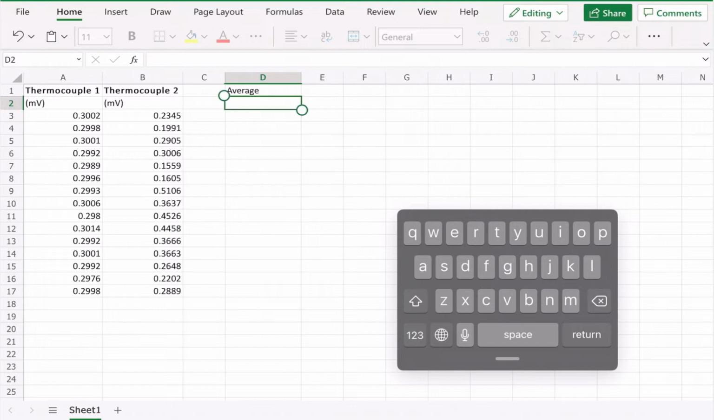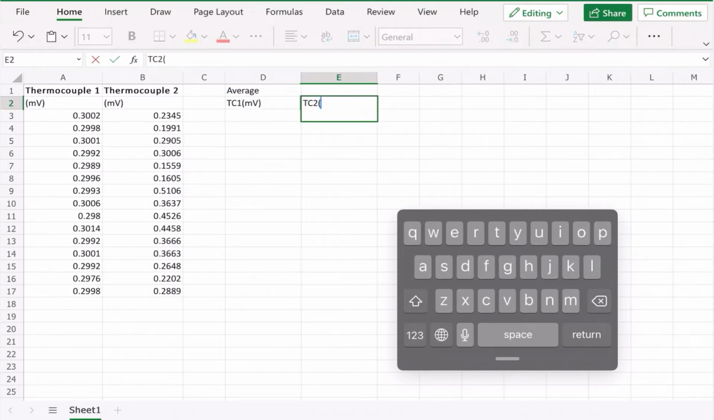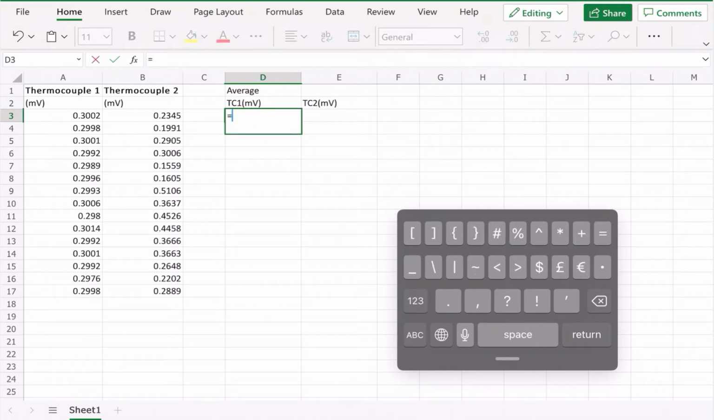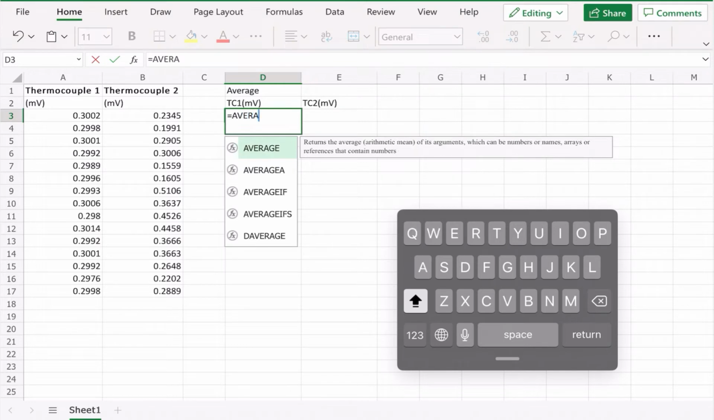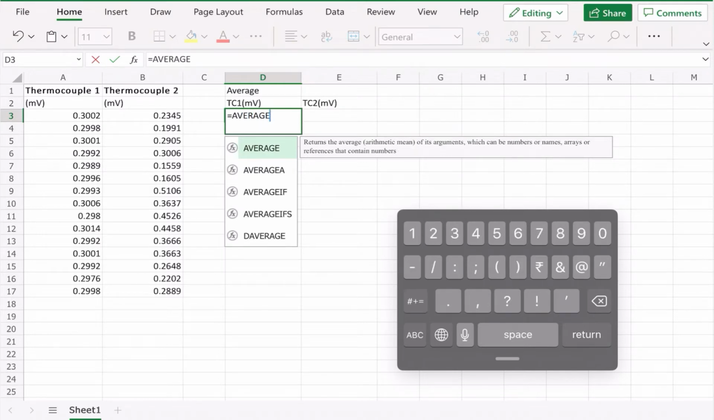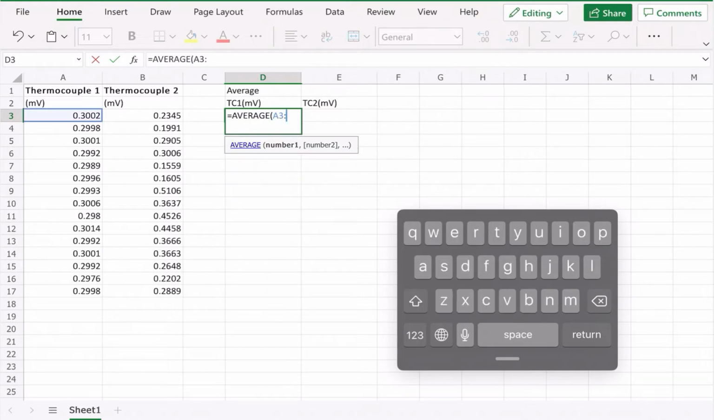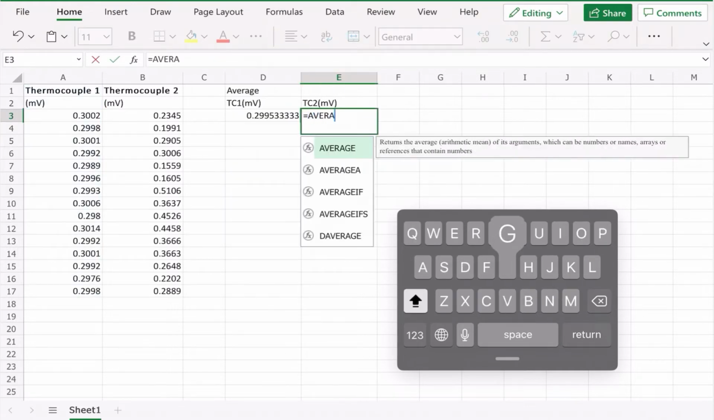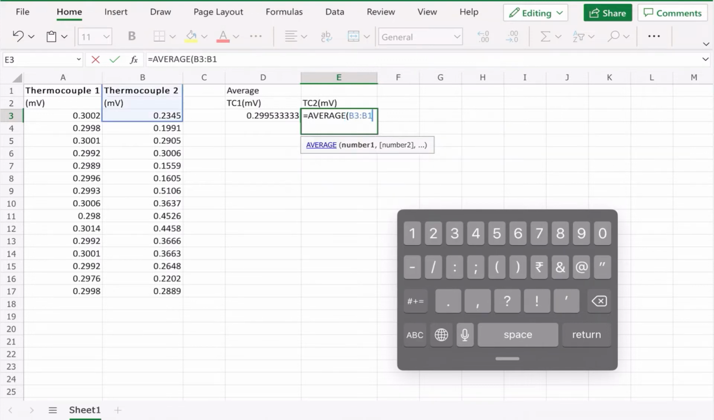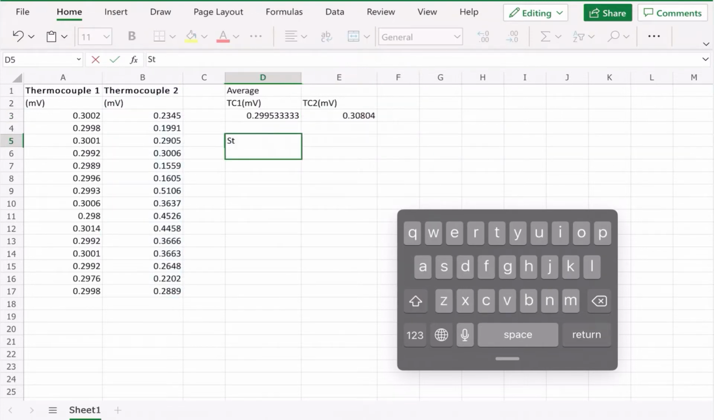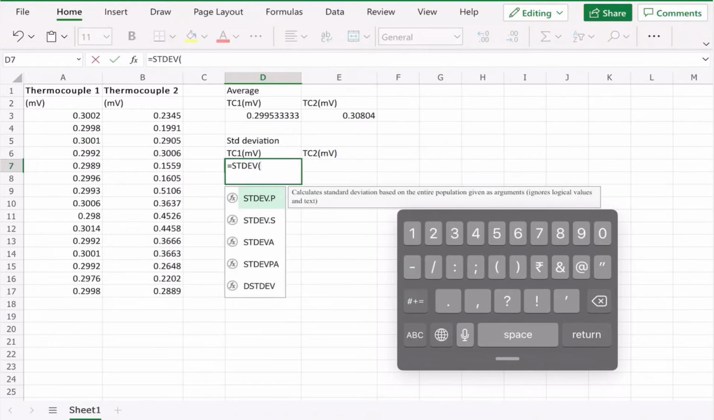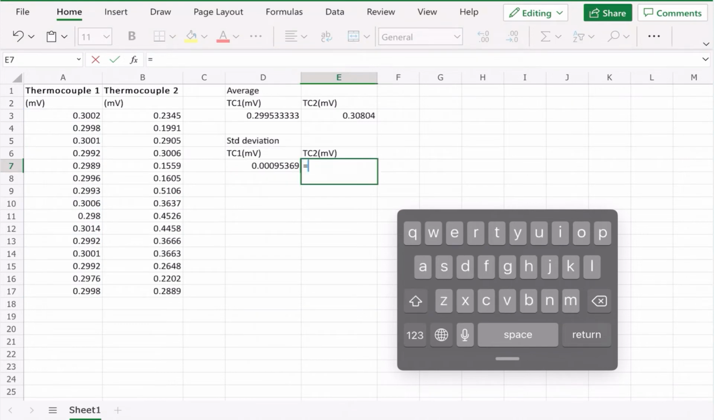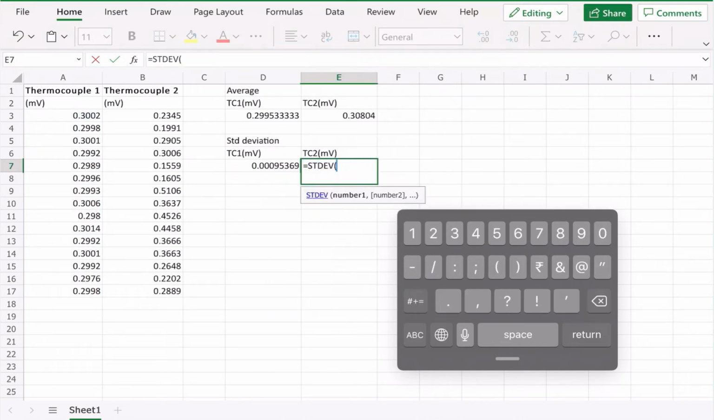In order to find the confidence interval, we need the mean and standard deviation. So firstly, we will calculate the mean and standard deviation. To find the mean, we use the AVERAGE function, that is equal to AVERAGE A3 to A17 and AVERAGE B3 to B17. Now to find the standard deviation, we use the STDEV function, that is equal to STDEV A3 to A17 and STDEV B3 to B17.